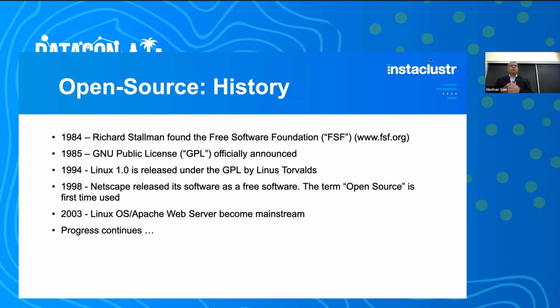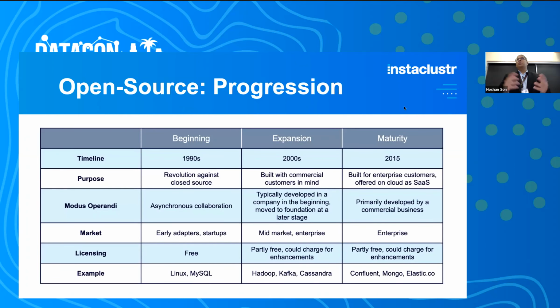In 1994, Linux 1.0 was released, and then in 1998, Netscape released its first free software, and the open source term was used for the first time. In 2003, Linux OS and Apache became mainstream, and the progress has continued from then on. So open source is not as new as we think, but it has gained a lot of popularity in recent years.